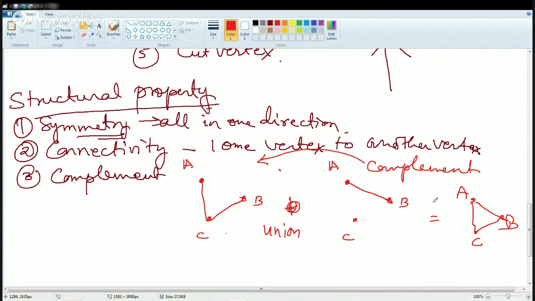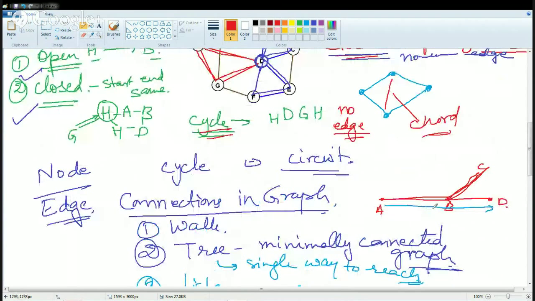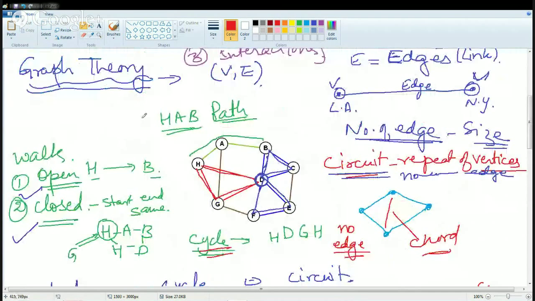So these are the basic things that we must be clear about in the concept of graph theory. And graph theory forms the basis for transportation geography. Based on graph theory, we would be further discussing in detail the concept of network analysis, connectivity, and accessibility.